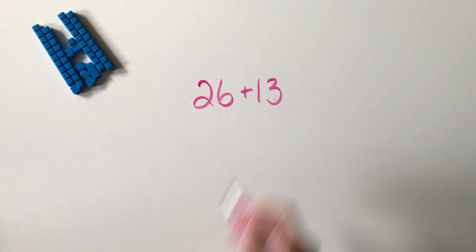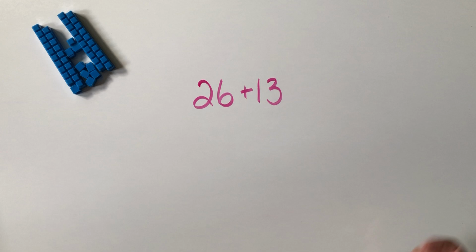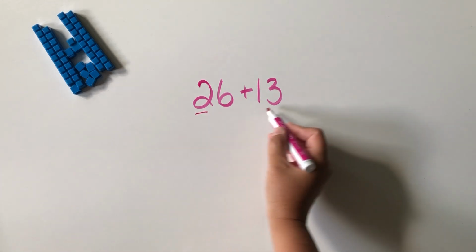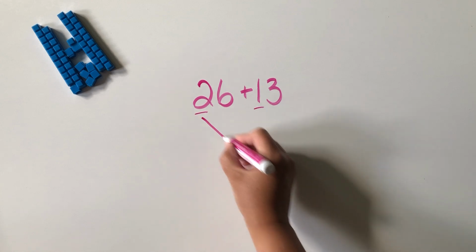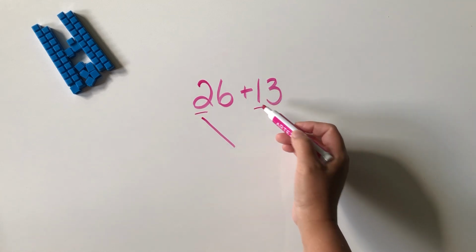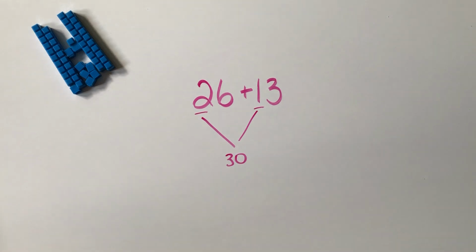To add 26 plus 13, we're going to start from the left and add to the right. So we'll start by adding the tens. Here we have two tens and that makes 20. And here we have one 10 and that makes 10. So we add them together to make 30.